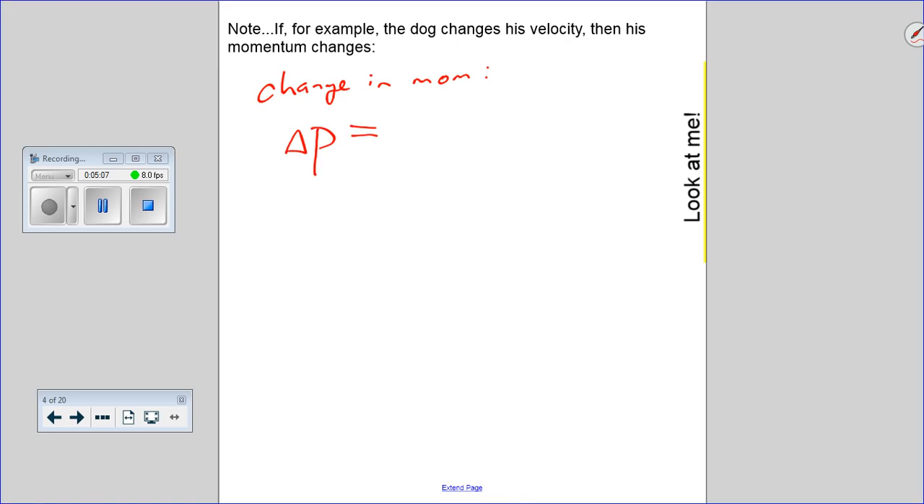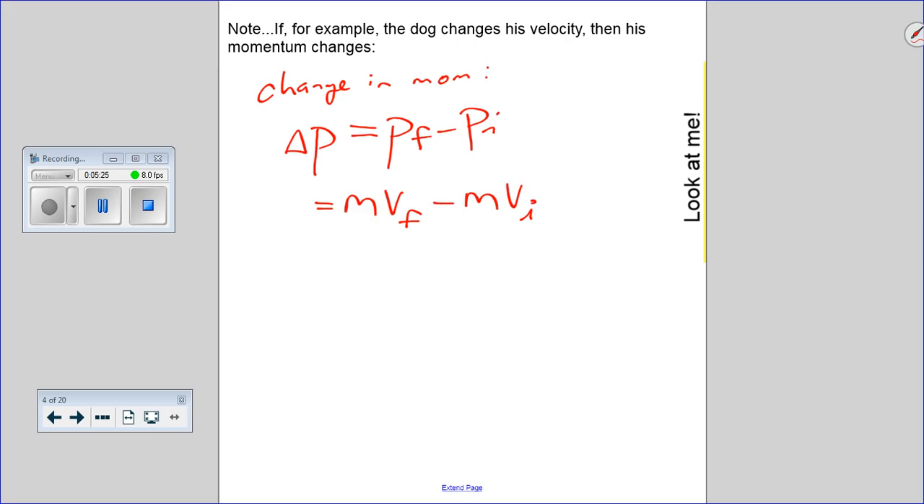Well, anytime you find change in something, it's always final quantity minus initial quantity, right? Okay. Well, how would we find the final momentum of the dog? Well, that would be equal to the mass of the dog times his final velocity, right? And the initial momentum would be the mass of the dog times his initial velocity, right?